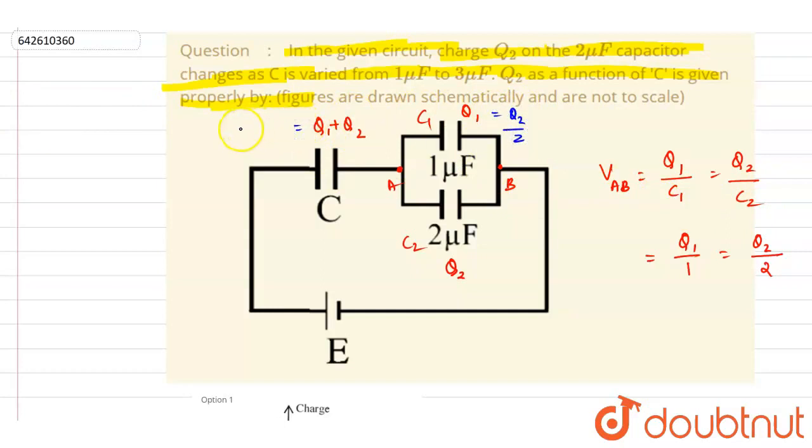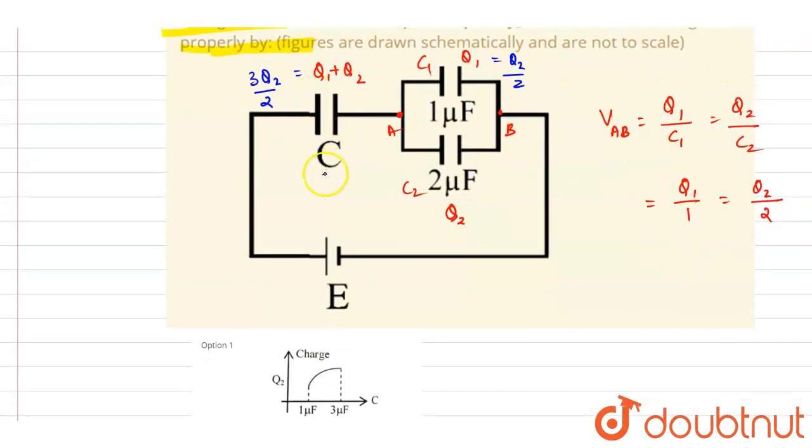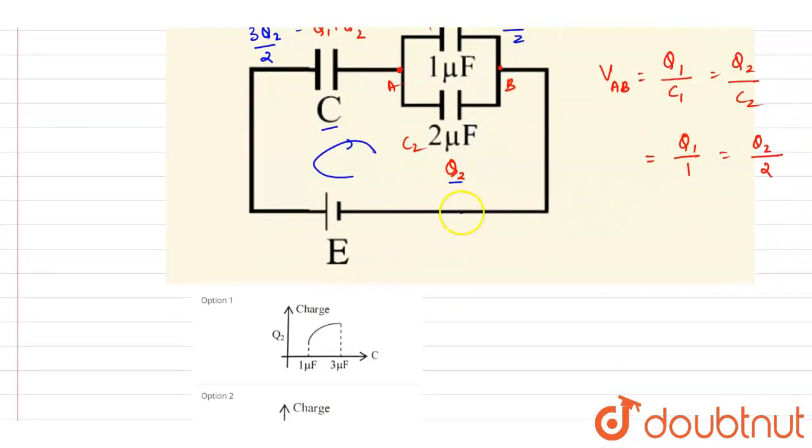So if you put here Q1 is equal to Q2 by 2, it will be 3 Q2 by 2, right? So the charge on this is 3 Q2 by 2, and here it is Q2 by 2. Now we will apply Kirchhoff's loop law for this loop. So we'll start from here, and if you cross this battery, the potential difference will be E, and this is positively charged, this is negatively, this is again negatively, positively. So I will write down E minus 3 Q2 by 2C minus Q2 by 2 equals 0.